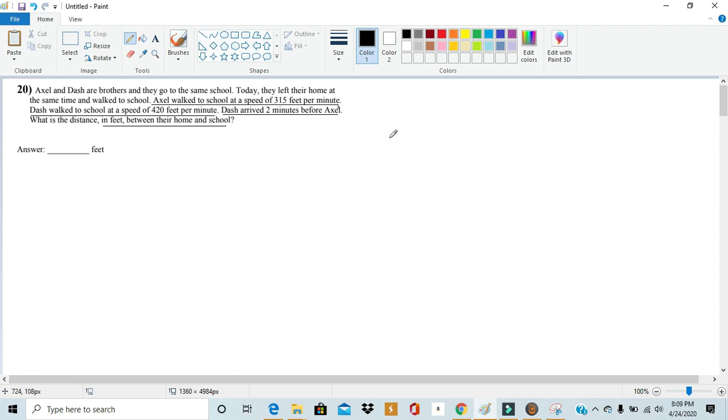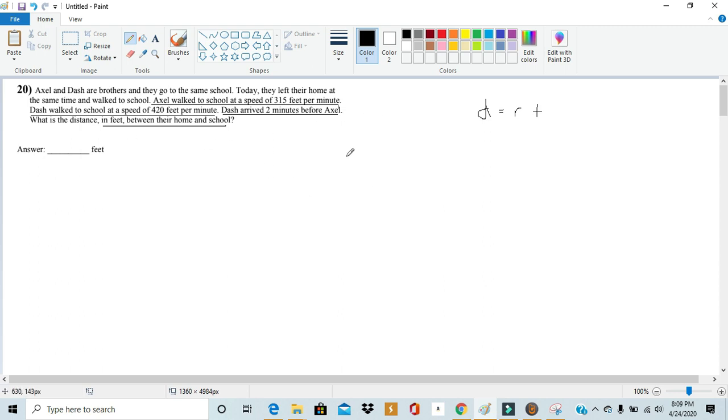So, whenever doing any problem which asks you about distance, rates, and times, remember this one equation. Distance equals rate times time. And with this one equation, you should be able to solve this whole problem. So, in this equation, since it gives us a relationship between the times that Axel and Dash reached their school, I'm going to try to express everything in terms of time.